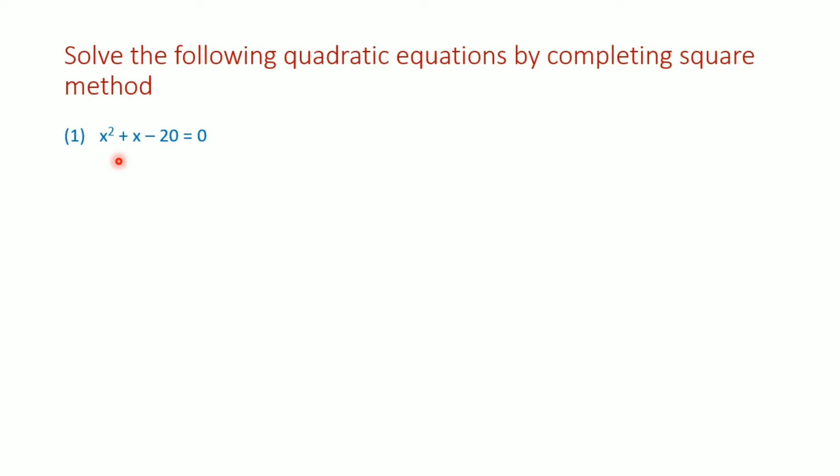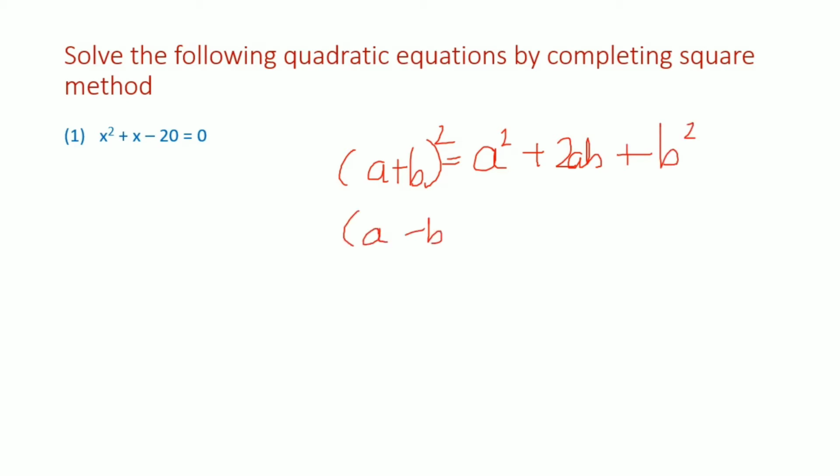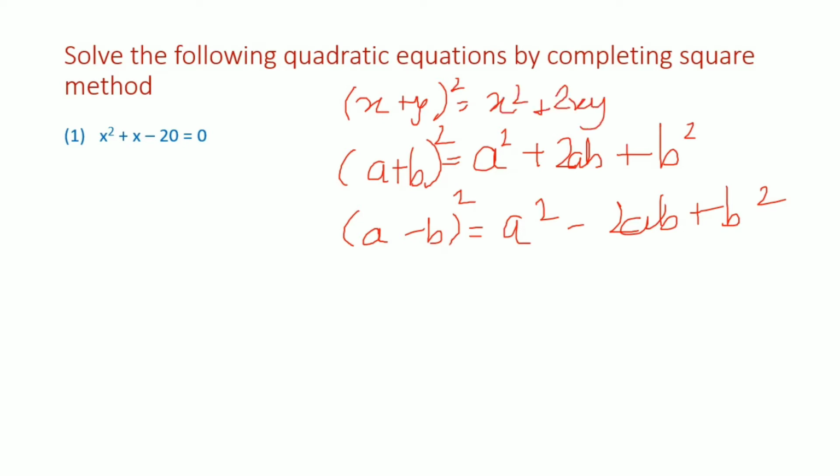What is that? That is the identities, and we had three formulas, if you remember. The first one was a plus b the whole square, which was a squared plus 2ab plus b squared. Then we had the next one, a minus b the whole square, which is a squared minus 2ab plus b squared. If we have this question like this, x squared plus x, so we are going to consider x and y terms here. Instead of a and b, we'll consider the formula as x plus y the whole square is equal to x squared plus 2xy plus y squared.